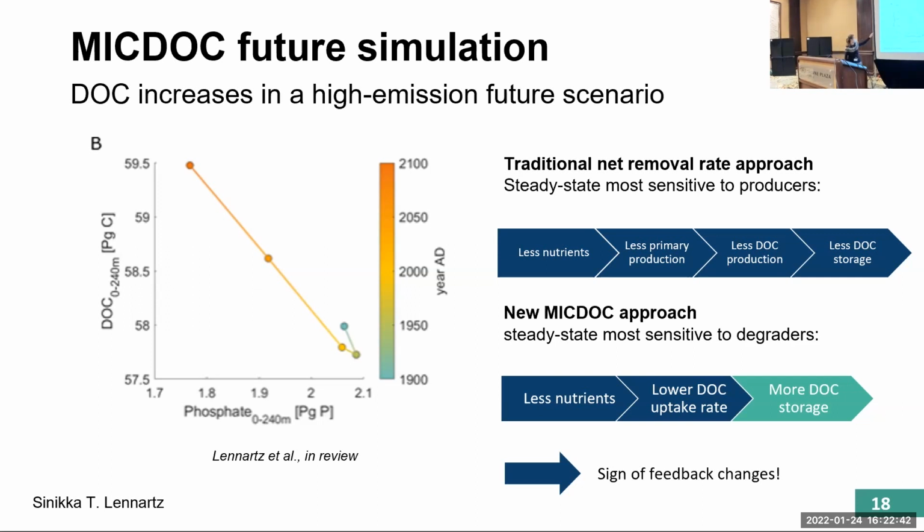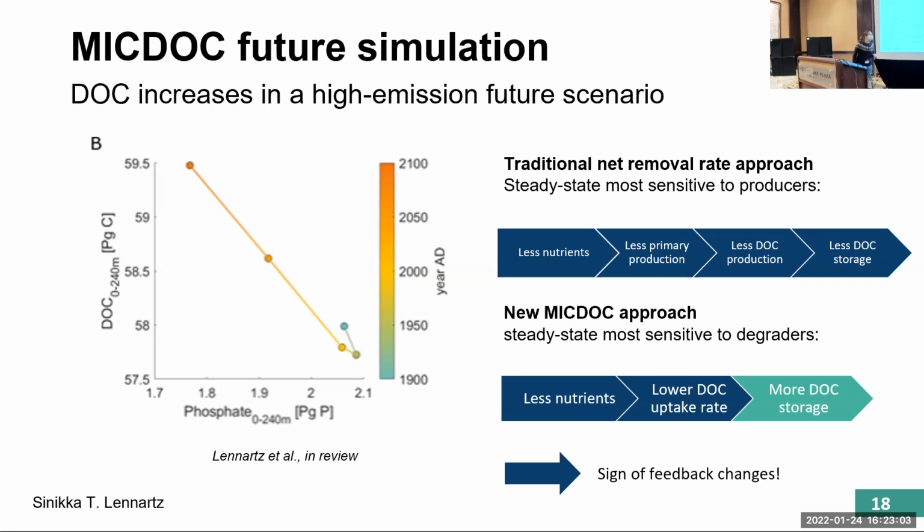But if you look at the actual numbers, you can see that this is a rather weak feedback. So this will in no way compensate any of the anthropogenic fluxes. However, the point that I want to make here is that we're reversing the sign of the expected change of the dissolved organic carbon pool in the future.